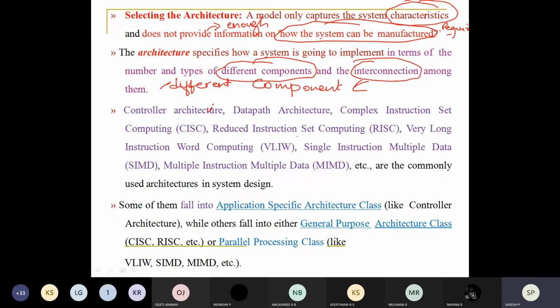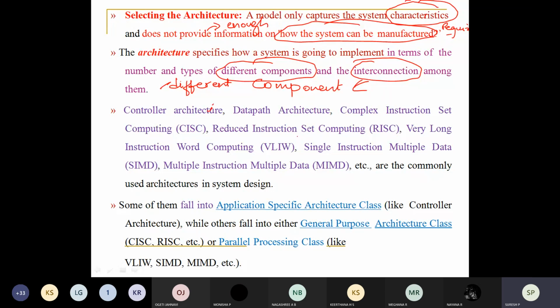The different types of architecture are: first, controller architecture; second, data path architecture; third, complex instruction set computing, CISC; next, reduced instruction set computing, which stands for RISC. Apart from that, you have very long instruction word computing, called VLIW. Next is single instruction, multiple data, SIMD, which I think you have studied in your computer organization. Next is multiple instruction, multiple data, MIMD. These are the most commonly used architectures in system design.